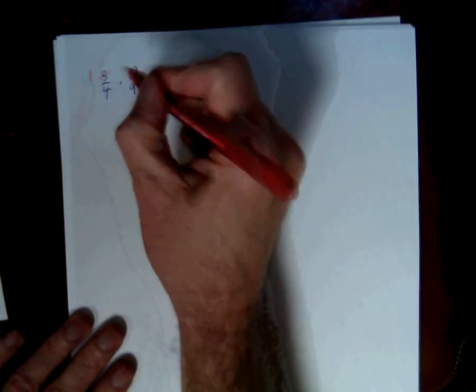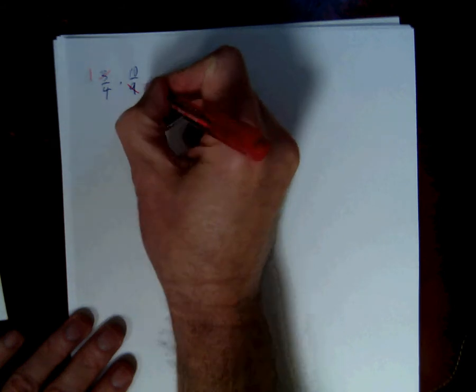3 goes into 3 one time, 3 goes into 9 three times, 2 goes into 4 twice, and 2 goes into 10 5 times. Now multiply this across, and so you end up with 5 over 6. Right?